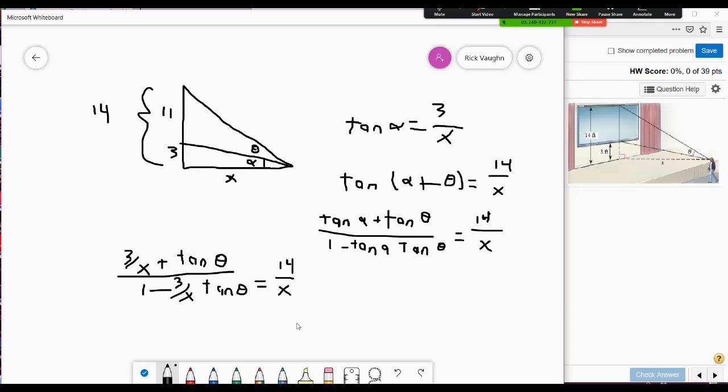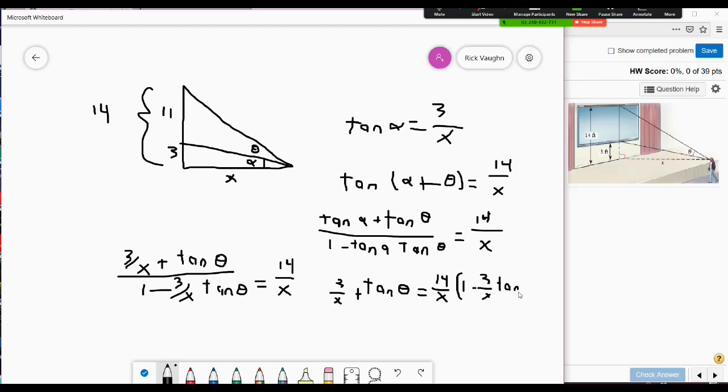So now my hope is to solve for tan theta and then do inverse tan in order to solve for theta as a function of x. And then I'll be able to apply calculus to find the maximum angle. So I'm going to multiply this 1 minus 3 over x tan theta over to the other side to get 3 over x plus tan theta is equal to 14 over x times 1 minus 3 over x tan theta.